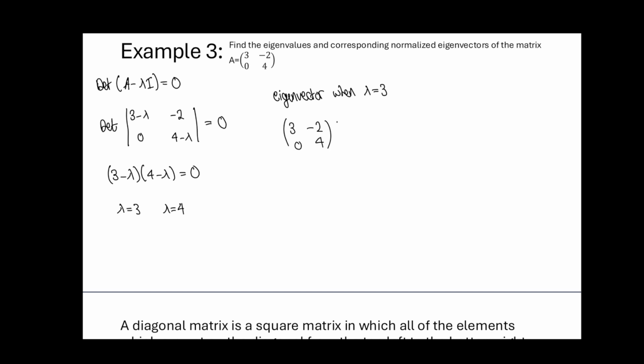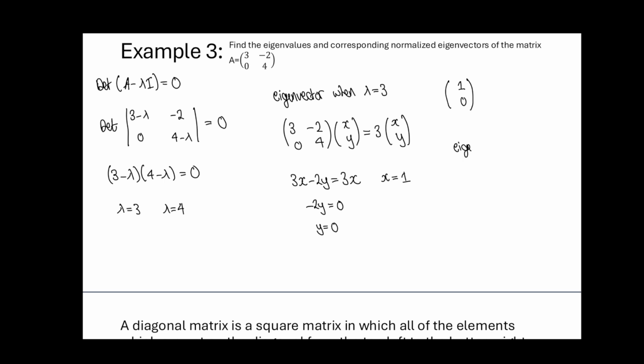3, minus 2, 0, 4 multiplied by x, y is equal to 3x, y. So we have 3x minus 2y is equal to 3x. Therefore, minus 2y is equal to 0. So y is equal to 0. That means that x must be equal to 1. So our eigenvector will be 1, 0.